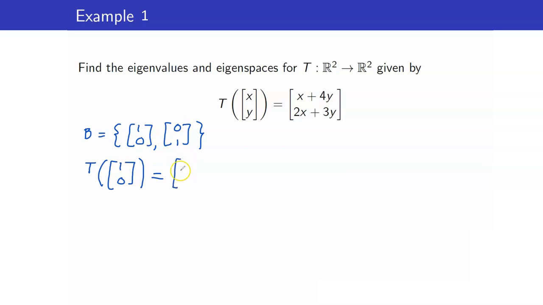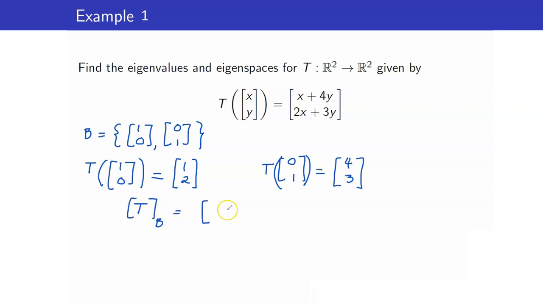T of (1, 0) is (1, 2), because x is 1 and y is 0. And then T of (0, 1): x is 0, y is 1, so we get (4, 3). Therefore, the matrix representation of T with respect to B is the coordinate vectors of these, correct? But the coordinate vectors with respect to the standard basis are just themselves. So we have 1, 2, 0, 1.